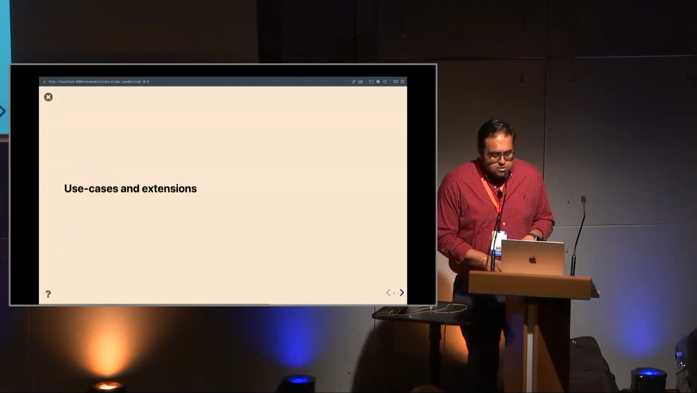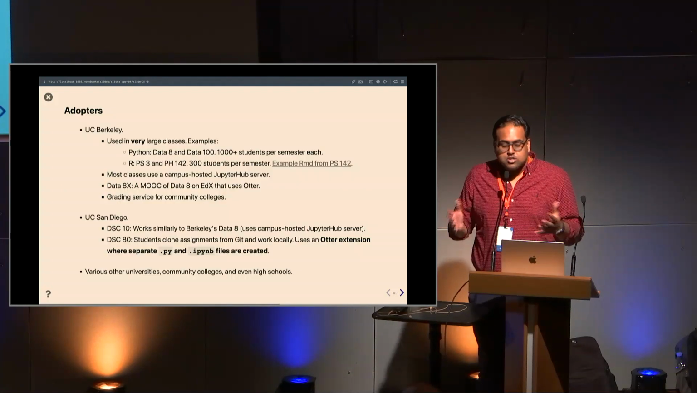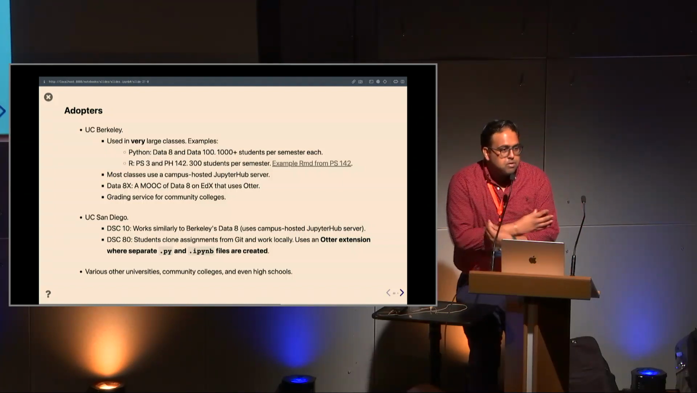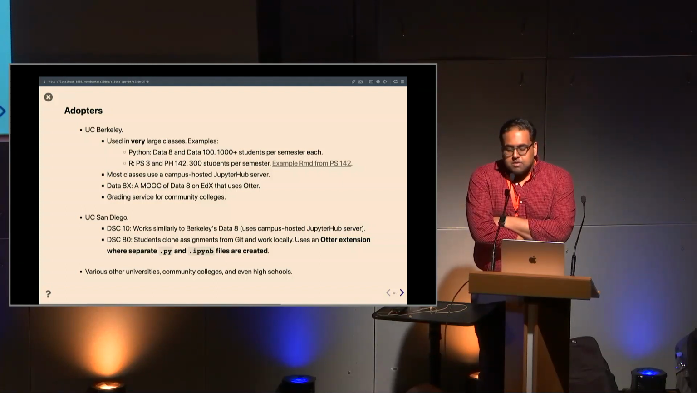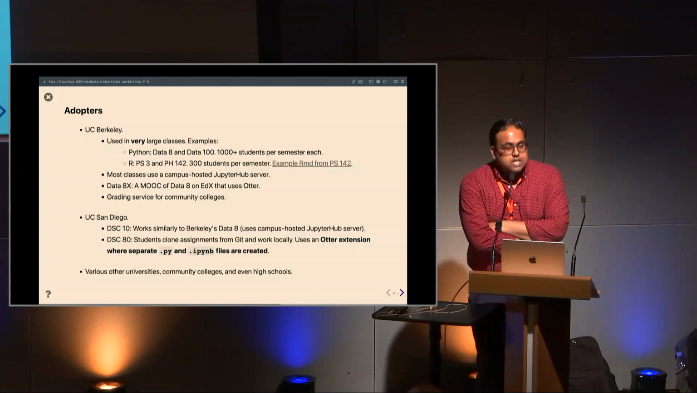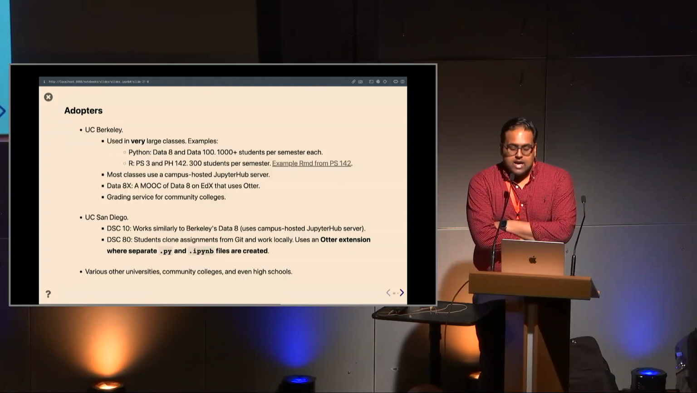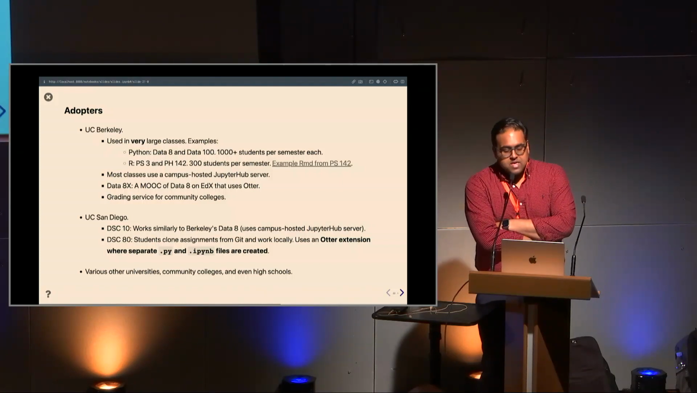Okay, so now that we kind of get what Otter is all about and how you would use it, who actually uses it? So as Chris mentioned, it was kind of developed at UC Berkeley with these large data science courses in mind. And so some of the largest courses on campus are called Data 8 and Data 100, and they have often over 1,000 students per semester. And of course, we can't manually grade every single thing they do, and so Otter is quite powerful there.